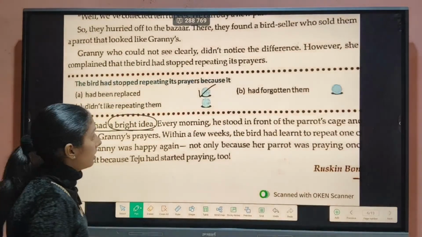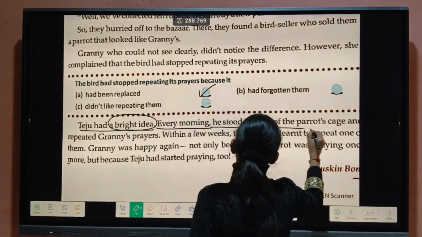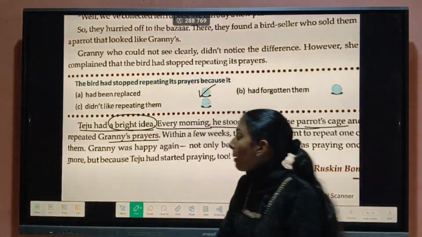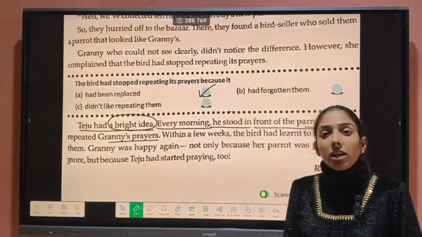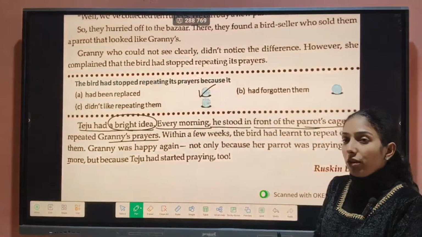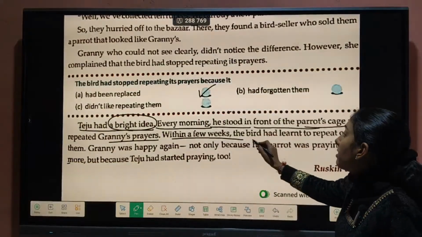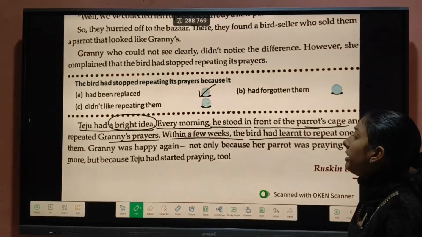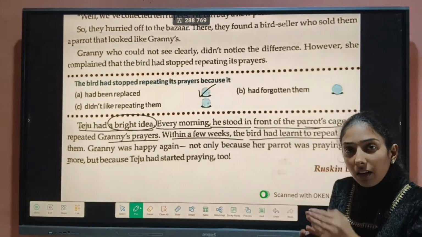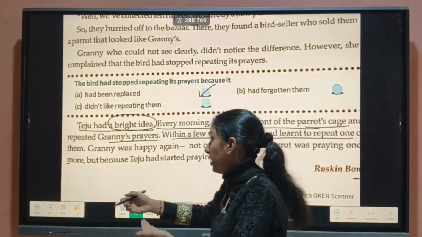Teju had a bright idea. Now Teju had an idea. Every morning he stood in front of the parrot's cage and repeated Granny's prayers. What was his idea? That every morning he will stand in front of the cage and repeat all the prayers of Granny. Within a few weeks, the bird had learned to repeat the prayer. Okay, the bird had learned how to sing that prayer within a few weeks.